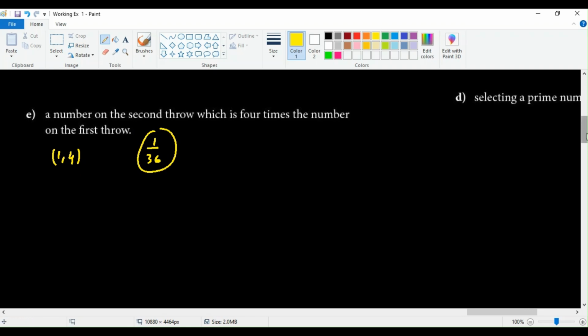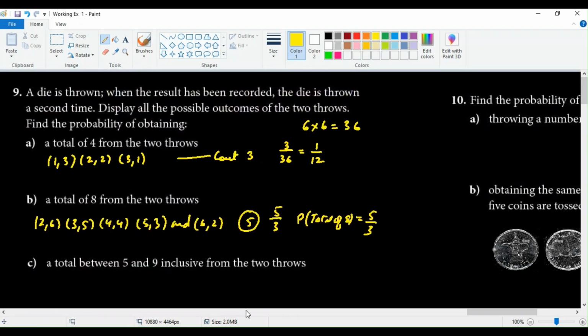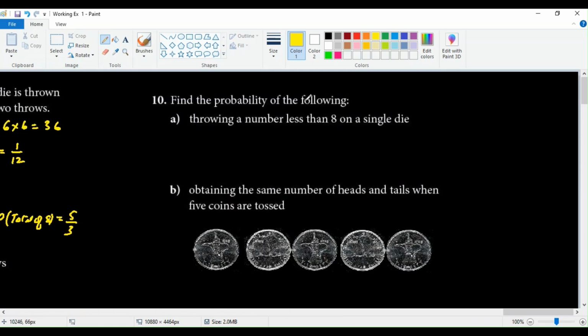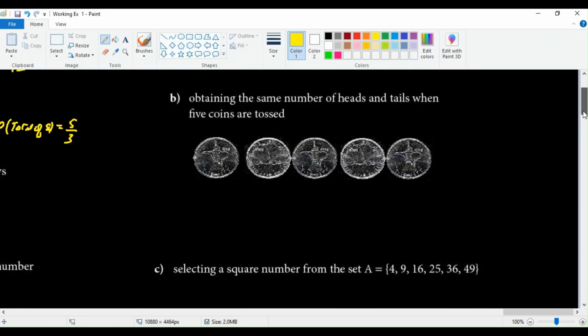Then comes question number 10. In here are different types of questions. It says throwing a number less than 8 on a single die. So it's going to be less than 8. So that means all the possibilities, that means 6. That means 6 over 6 means 1 is the possibility.